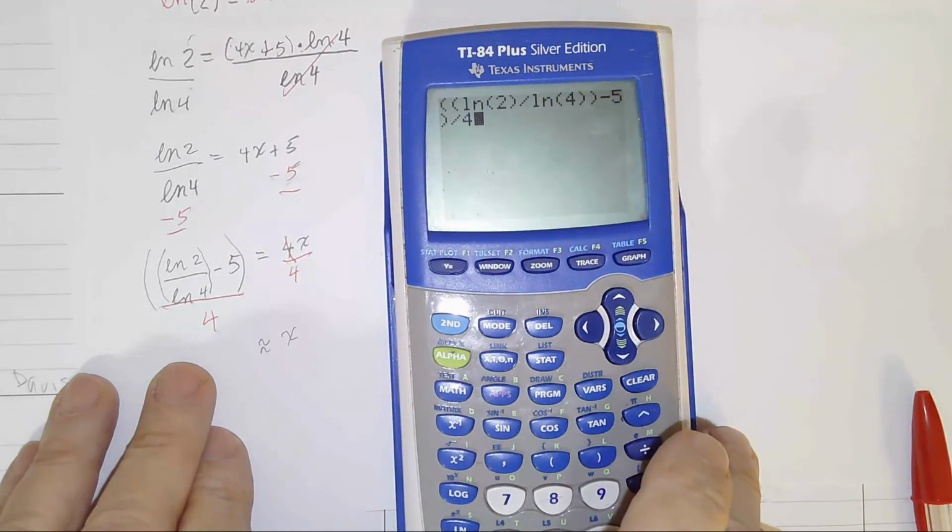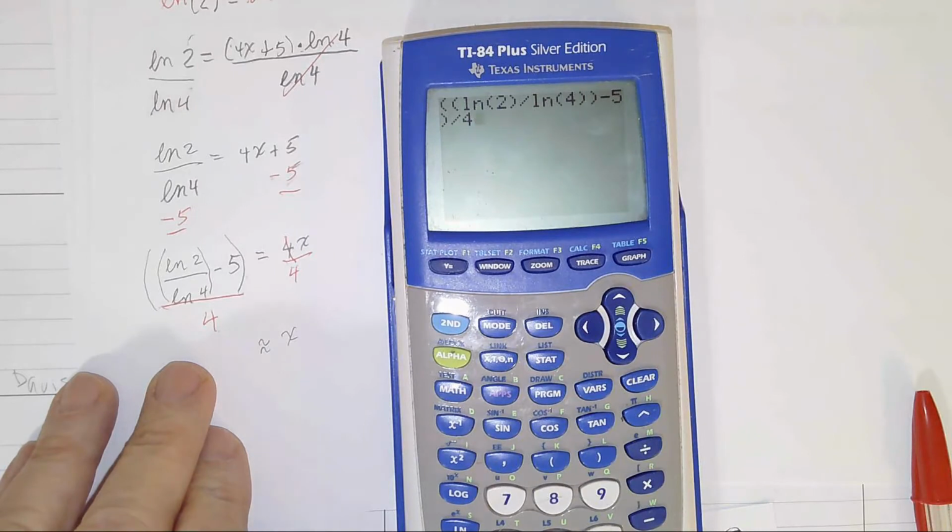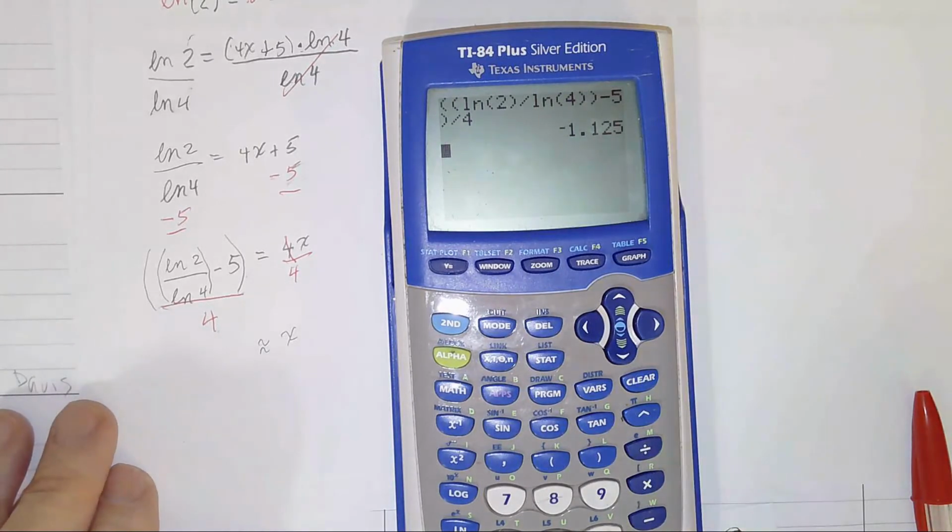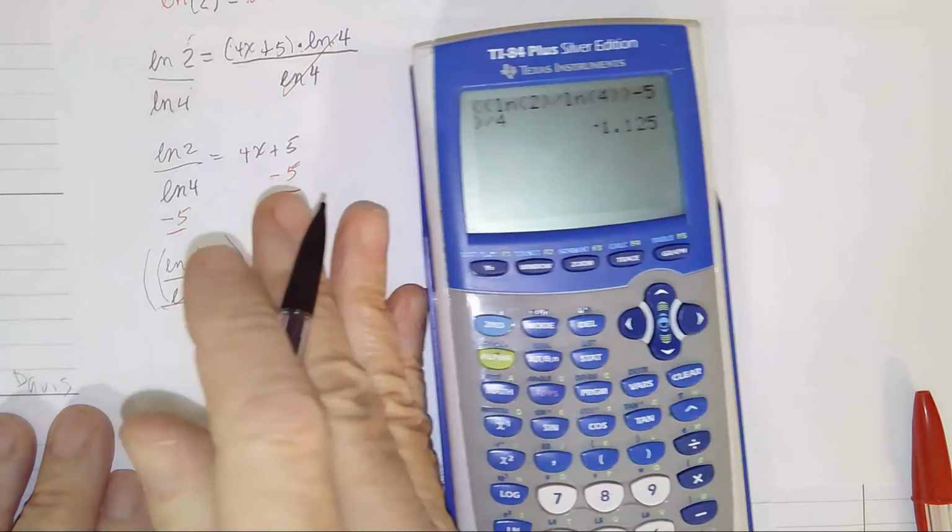That's what it looks like. Okay. Now I'm going to hit enter. Ooh, scary. I did it right. Okay, because I've obviously checked this before. So it's negative 1.125. So we're going to go over here and write that in. So it's approximately negative 1.25.